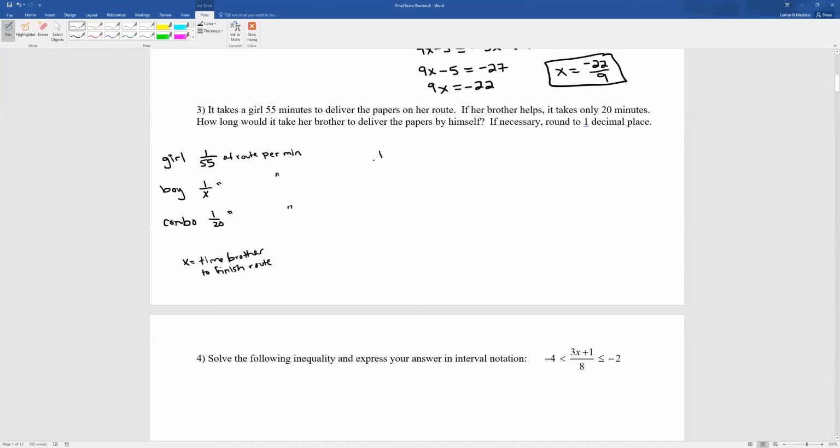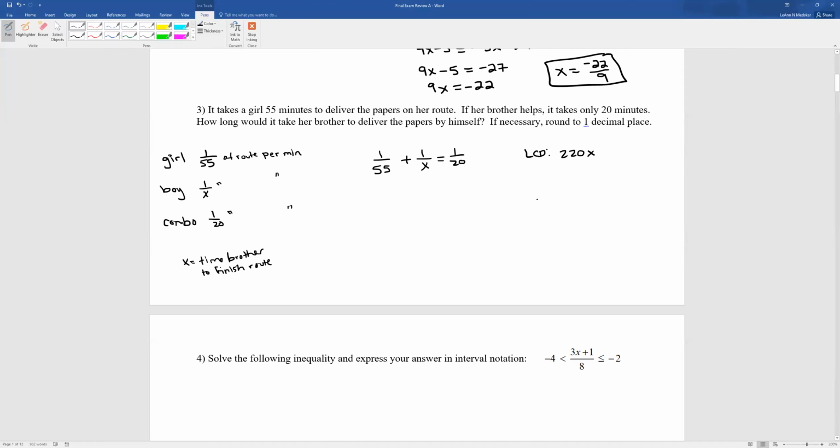Okay, so the girl, which is 1/55, her work rate plus the brother's work rate should equal their work rate together. So if we want to solve this, there's a couple of different ways. You could try to get a common denominator and add and get one fraction and then cross multiply, since you'd have a single fraction on each side of the equal sign. A quicker method might be the LCD method. 55 and 20 both go into 220. You could check that by making a list of all the multiples of those numbers.